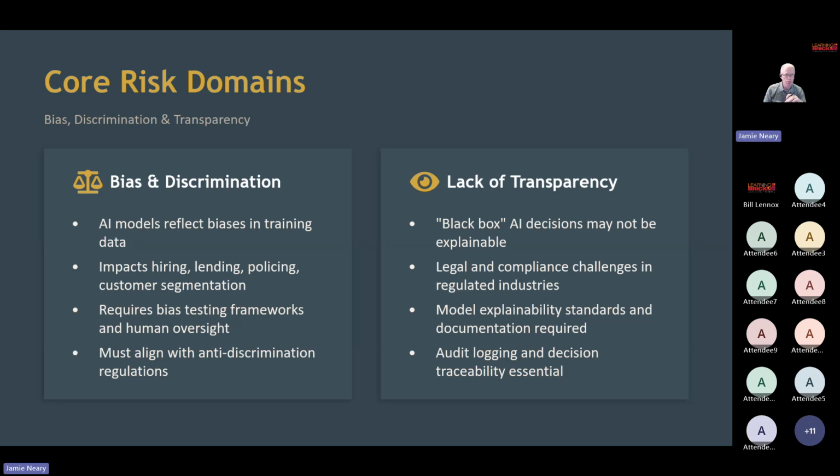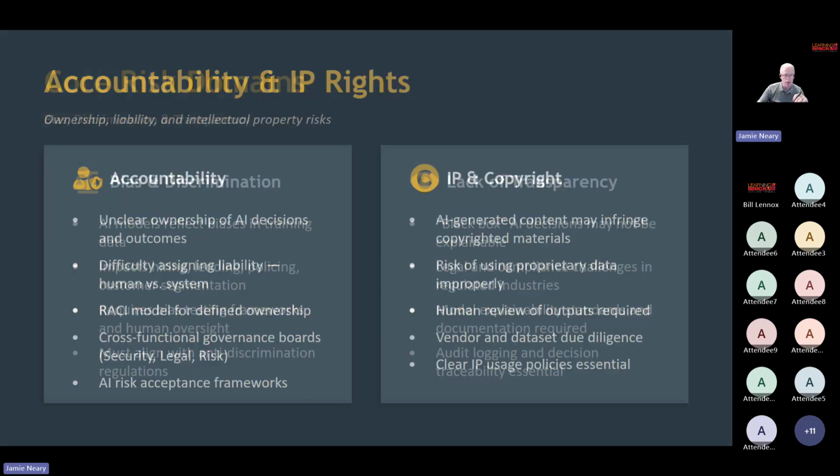Next, lack of transparency. So given that scenario where we get a disproportionate number of women who are being rejected for mortgages, can we see the decision-making process? Can a user see what was the criteria that was used in order to come up with that assessment? So you get these black box AI decisions where it's like, well, I don't know how it came up with that answer. It just did. There's that lack of oversight. So that provides a variety of legal and compliance challenges. We have to have explainable AI. We have to have logging, and we have to have decision traceability.